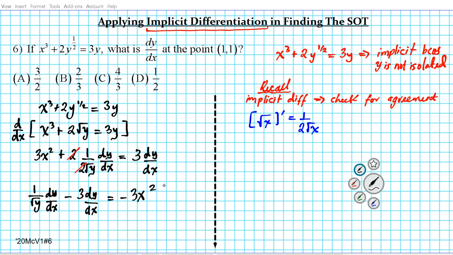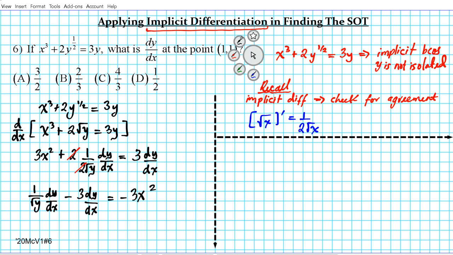All right, so we just collected. So you collect all the terms with dy/dx's. What you do next is you factor out. So let's go ahead and factor out dy/dx. Let me partition my workspace here. So we're going to factor out dy/dx on the left side. So it's going to yield 1 over root y minus 3 times dy/dx factored out equals negative 3x squared. Alrighty.